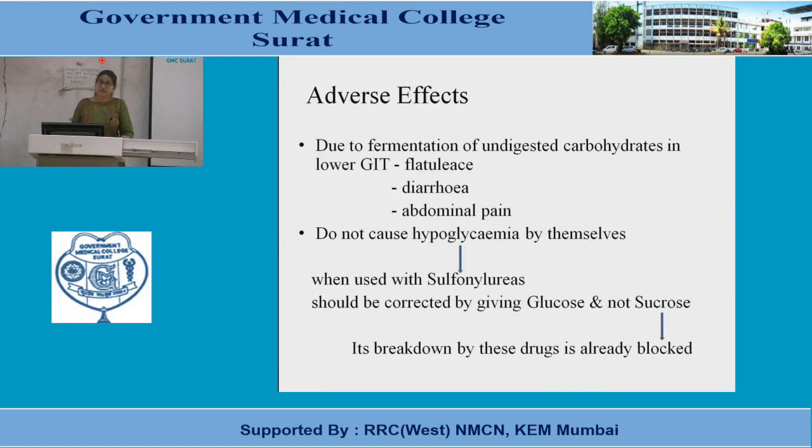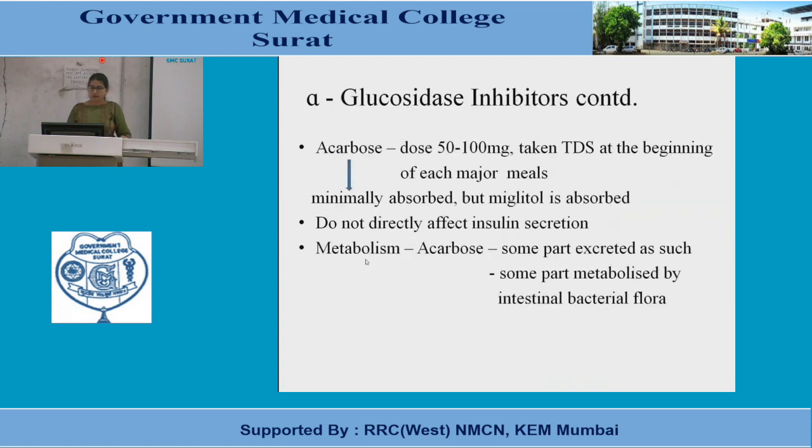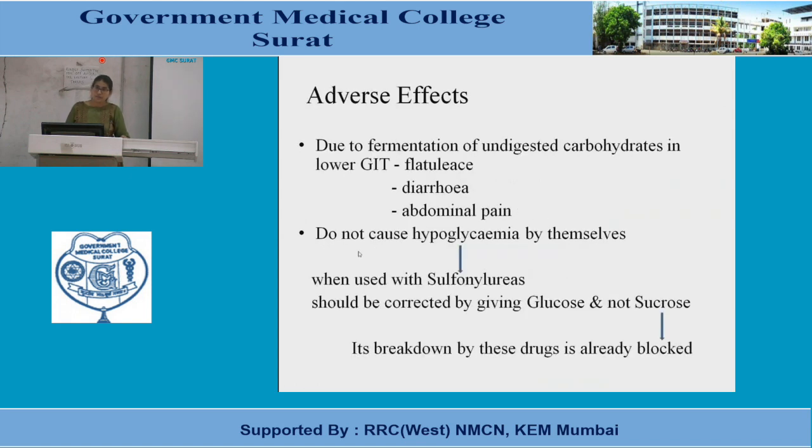What are the adverse effects of this group of drugs? Miglitol and the other one, acarbose. Since there is a lot of starch and polyoligosaccharides in the GIT, it gets fermented. So due to fermentation of undigested carbohydrates in the lower GIT, what will happen? There will be flatulence, there will be diarrhea, and there might be abdominal pain due to gas production.